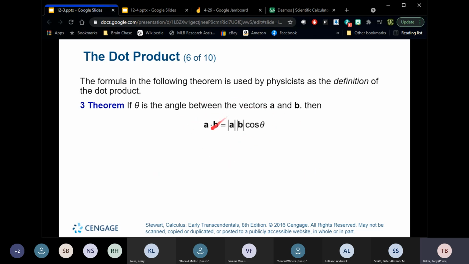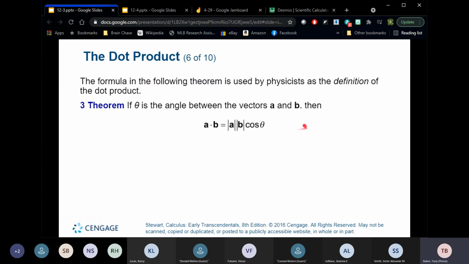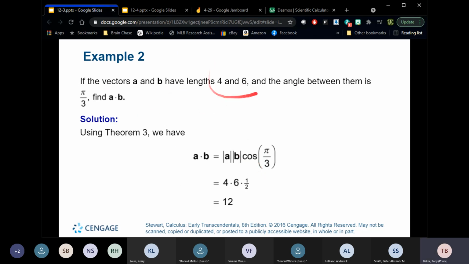The reason we look at this one is it's more the corollary of this that's going to be useful. The corollary allows us to find the actual angle between the two vectors, and that's going to be the more important piece for this part. But if we knew the lengths and the angle, we could use that to figure out the dot product. So if we have lengths of 4 and 6, and the angle between them is pi over 3, we can do 4 times 6 times 1/2, which is 12. So the dot product of A and B would be 12, given that information.